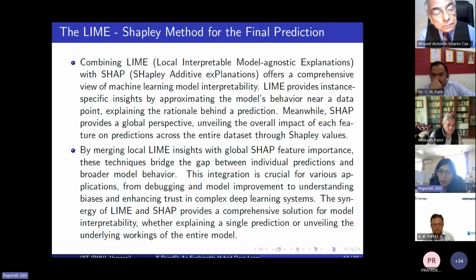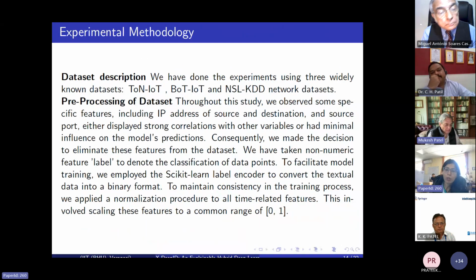This integration is crucial for various applications, from model debugging and improvement, to understanding attacks, understanding biases, and enhancing complex deep learning systems. The synergy of LIME and Shapley value provides a comprehensive solution for model interpretability, whether explaining a single prediction or unveiling the underlying attacks. Here we have used three important datasets: TON IoT, BoT-IoT, and NSL-KDD.